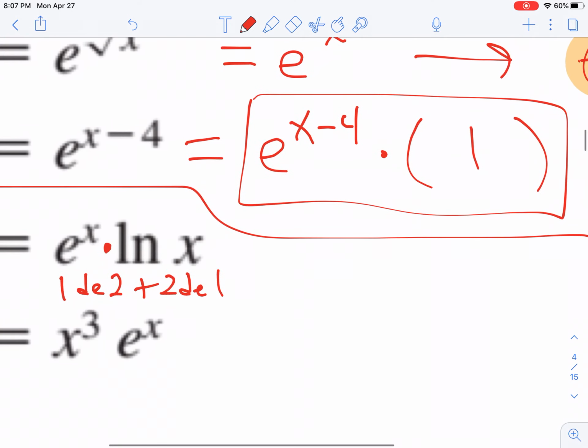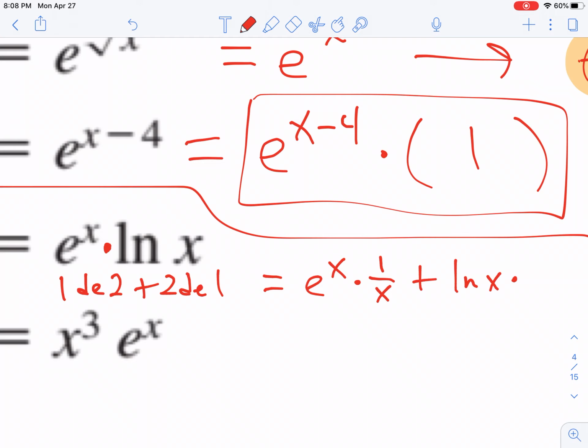So, 1 times the derivative of 2. The first thing is the e to the x, times the derivative of the second thing. So times the derivative of ln x, which, if we recall from the last lesson, is 1 over x. Plus the second thing, which is ln x, times the derivative of the first thing.